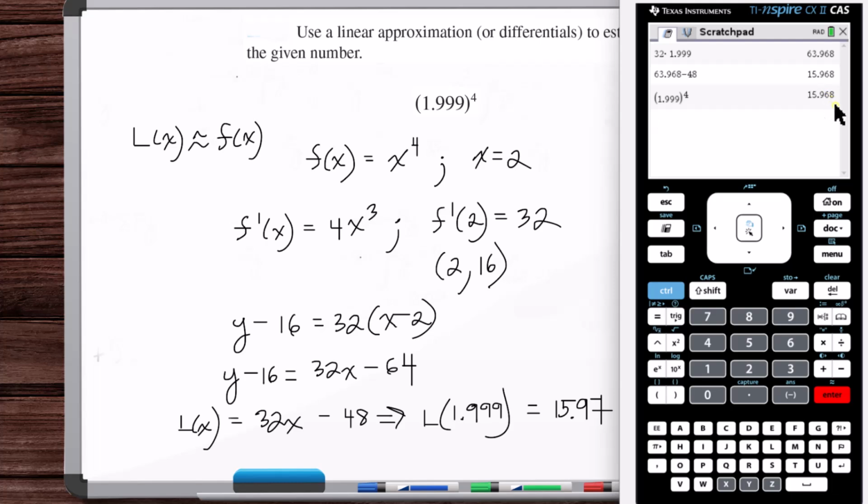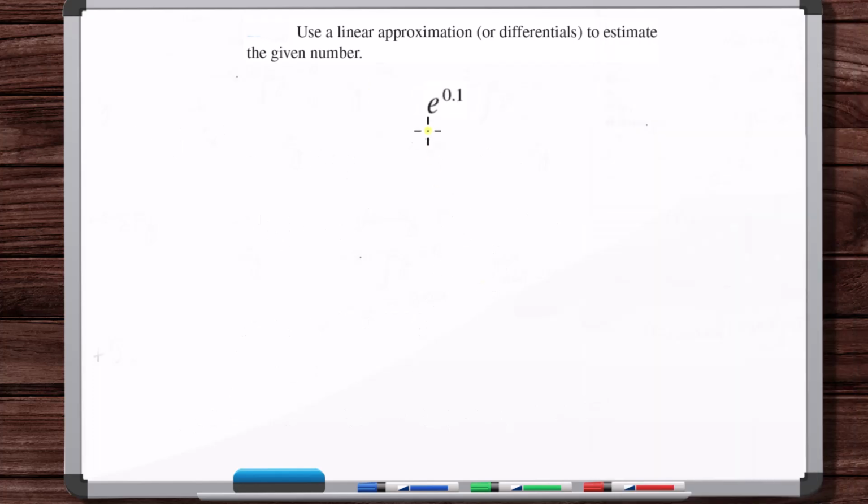That's really good. At least accurate to 3 decimal places. Okay, same problem. We want to estimate e to the 0.1. So our f of x is going to be e to the x, and we're going to do it at x equal to 0 because 0.1 is right next to 0.